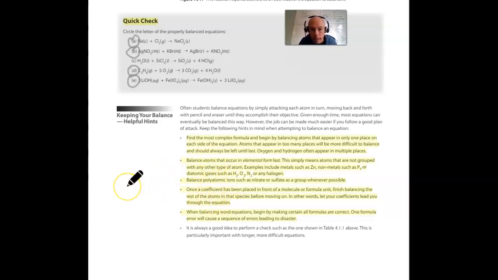The second hint says to balance atoms that occur in elemental form last. So if you've just got sodium, Na, in an equation, wait to balance it until the end, because that's easy. You just put a single number in front, and all that affects is the sodium.